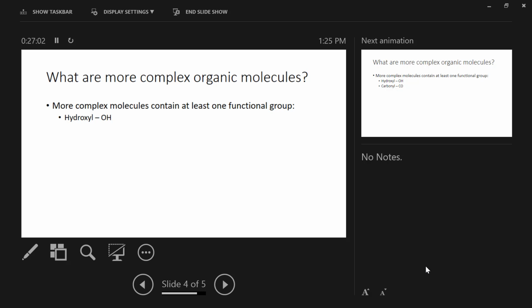And so now this is an organic molecule that has a hydroxyl functional group. And in case you're curious, you don't need to know this, but we would call this molecule ethanol, or ethyl alcohol. The next functional group, a carbonyl group. And so now we've got a CO.